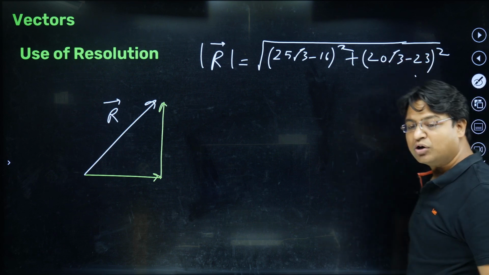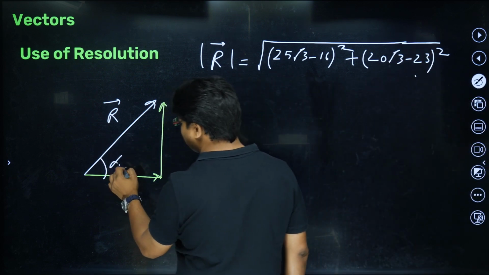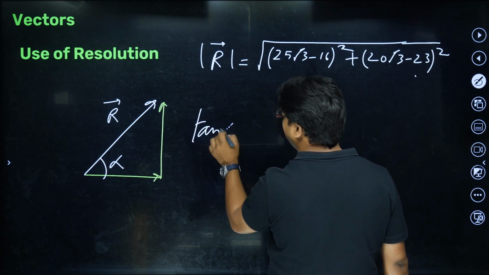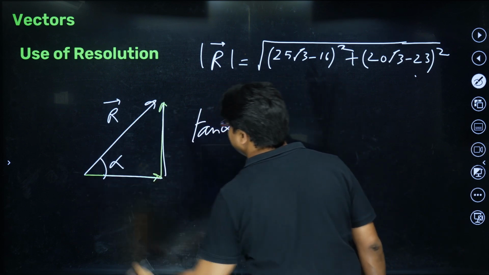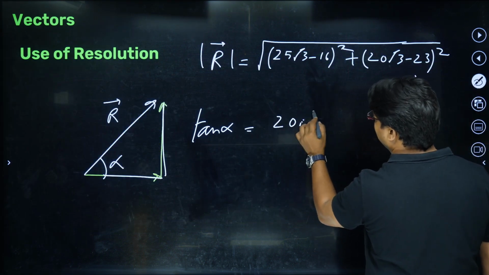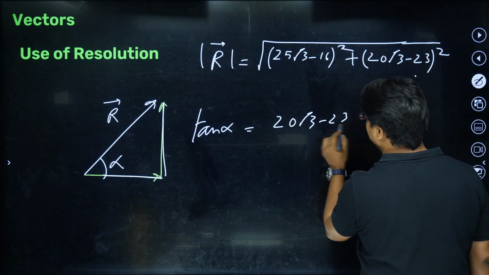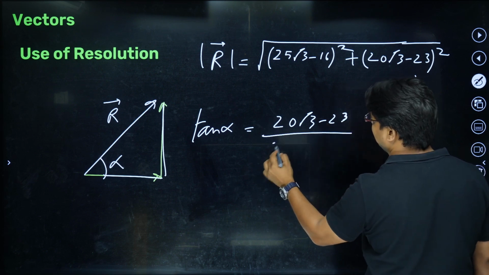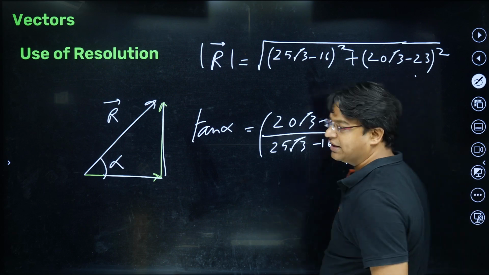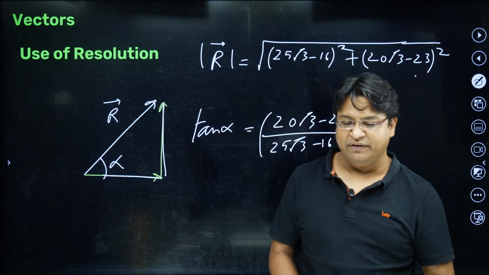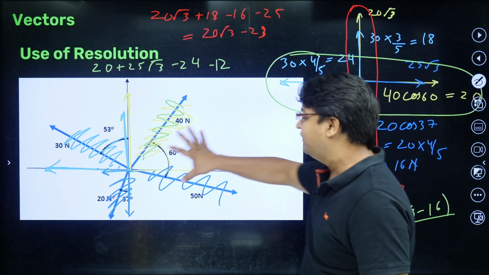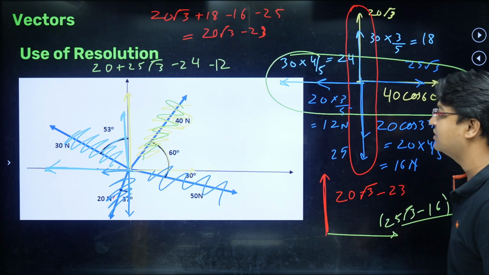And not only the magnitude. Let's say if this angle is alpha, the angle made by the vector with the x-axis, so you can directly write tan alpha as this length by this length. So the length along the y was 20 root 3 minus 23 divided by 25 root 3 minus 16. So you also got the angle. So that is how we split vectors into multiple vectors and then get the resultant.